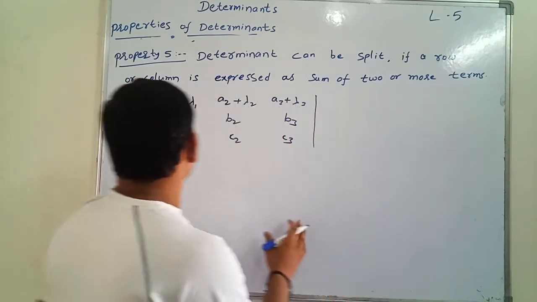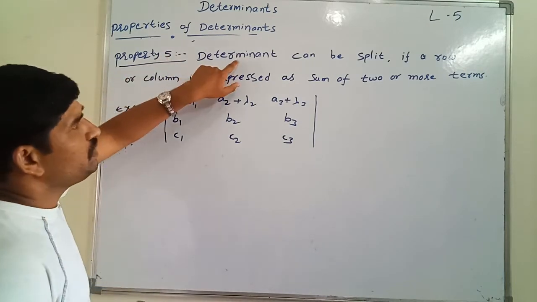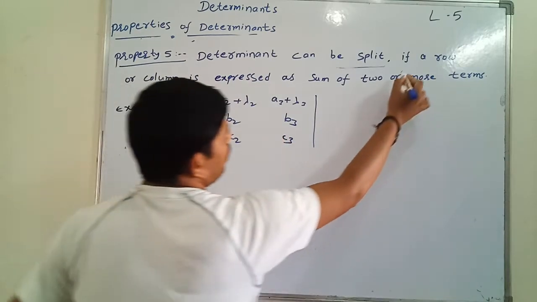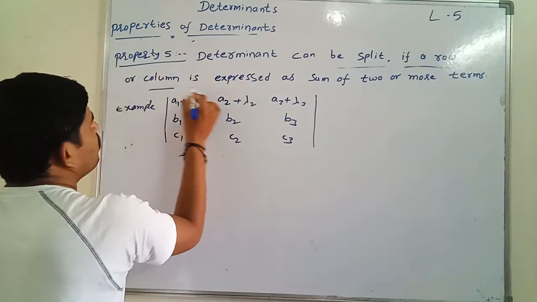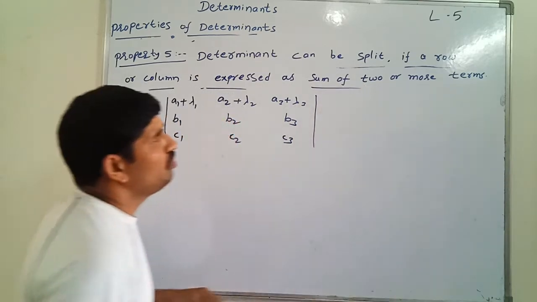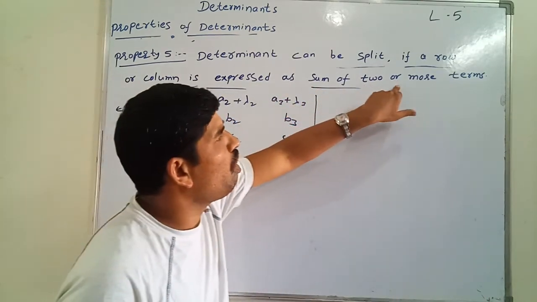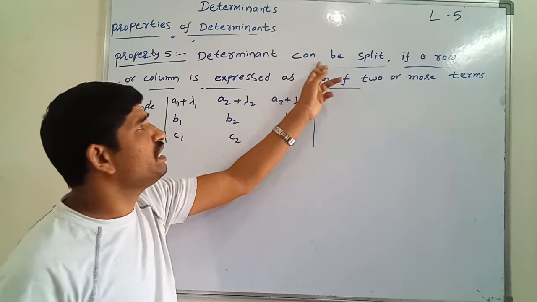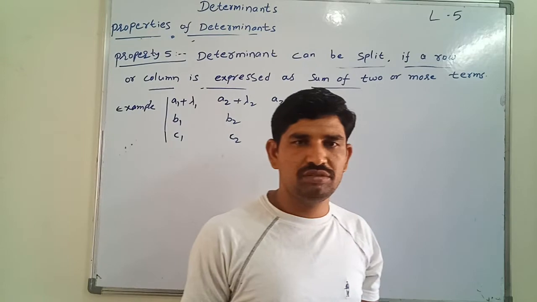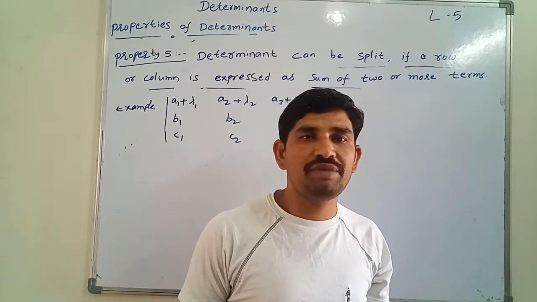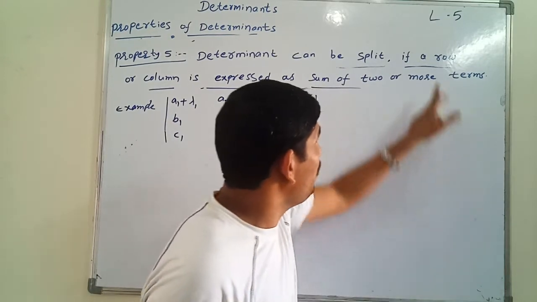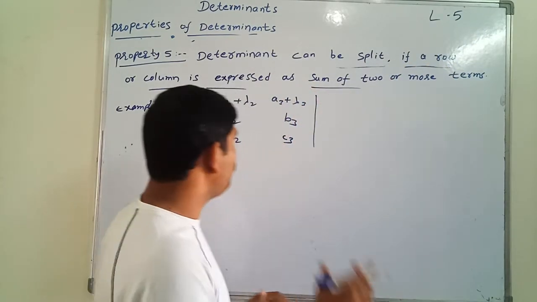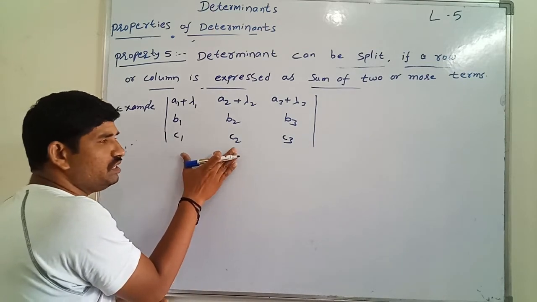See, this is property number 5. The determinant can be split if a row or column is expressed as a sum of two or more terms. What is the meaning of this? We can split the determinant, but there is a condition: if a row or column can be expressed as a sum of terms. See, this is the determinant.